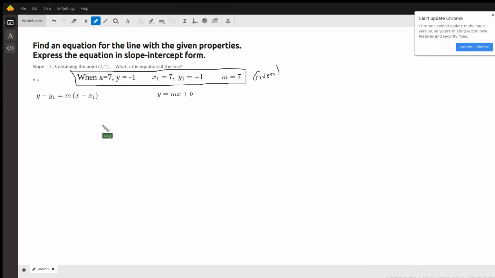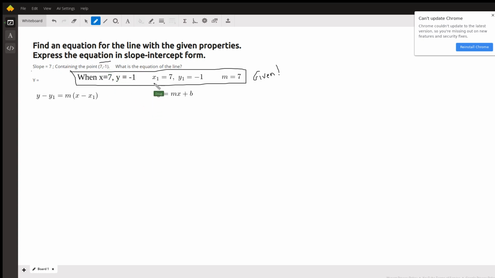Okay, you're asked to write the equation of a line that has a slope of 7 and passes through the point (7, -1). What is the equation of that line? Well, what that tells you is that when x is 7, y is -1. That comes from the point.